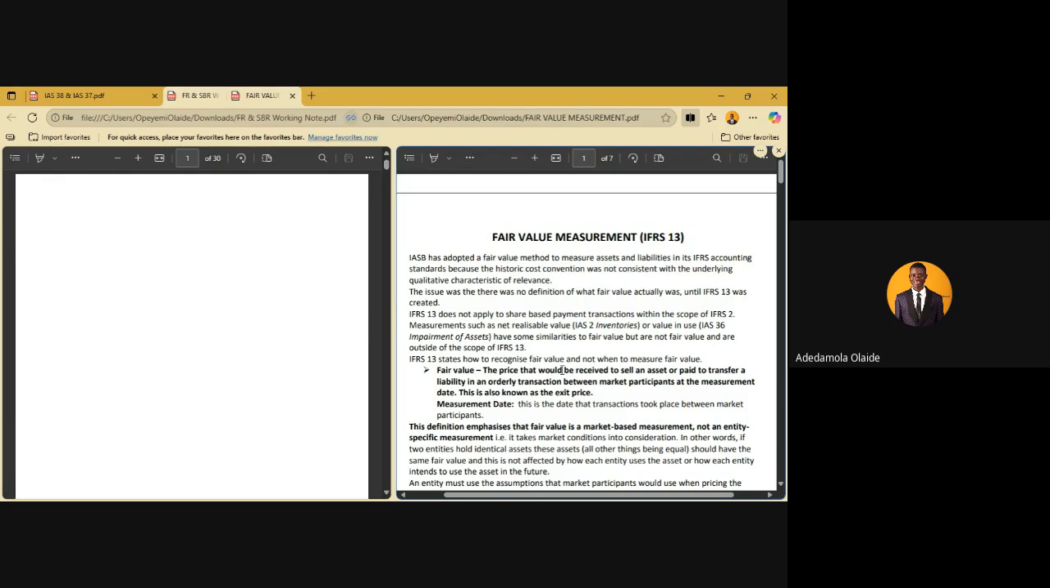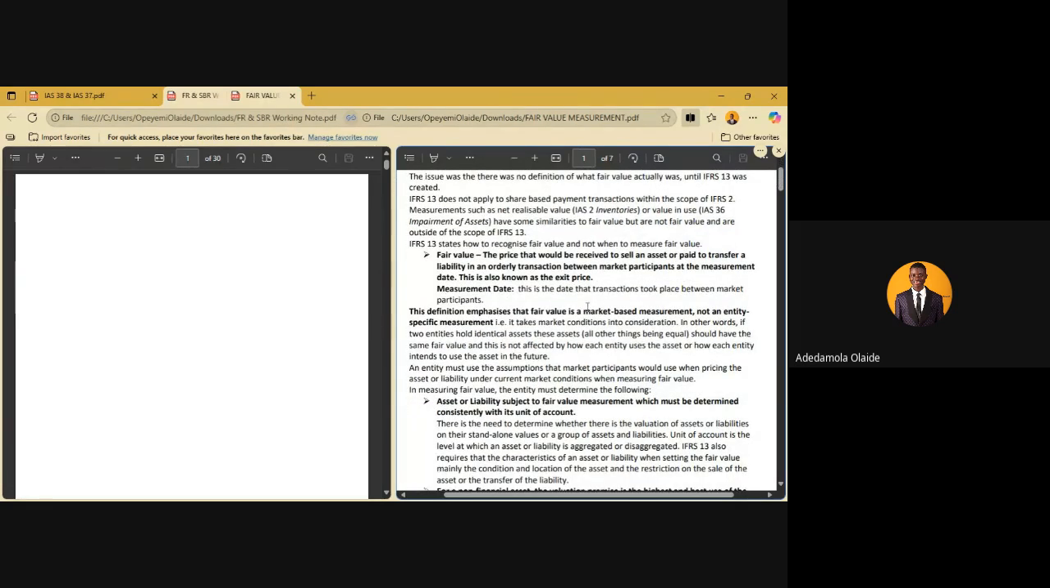So it is important to note that fair value is market-based measurement and not entity-based measurement. That is, when we are fair valuing an asset, we look at the whole market, not only an entity's position. We look at the entire market. That is, we consider all buyers and sellers in determining what the fair value will be.